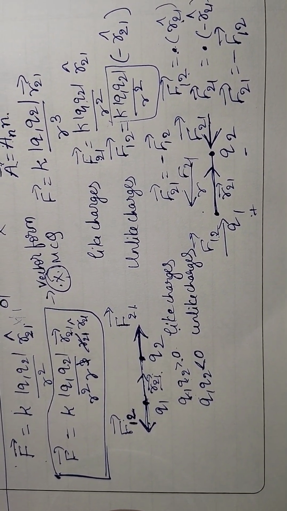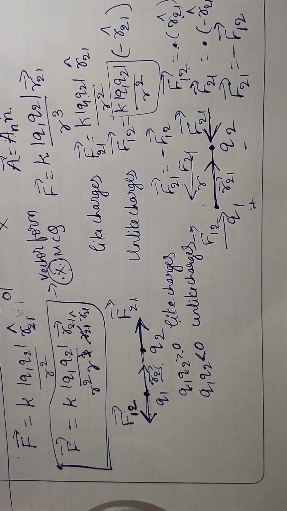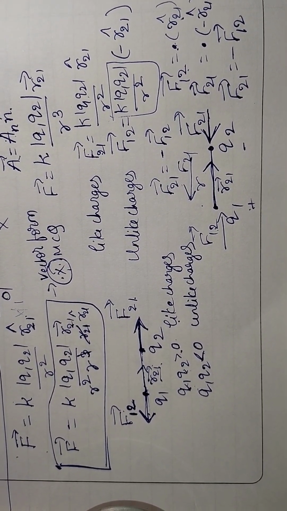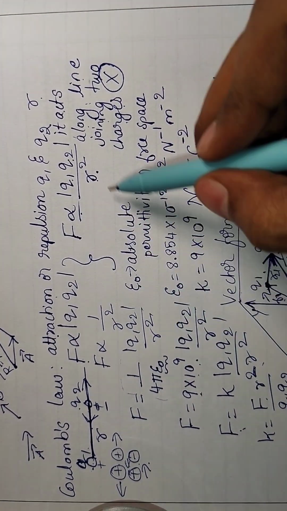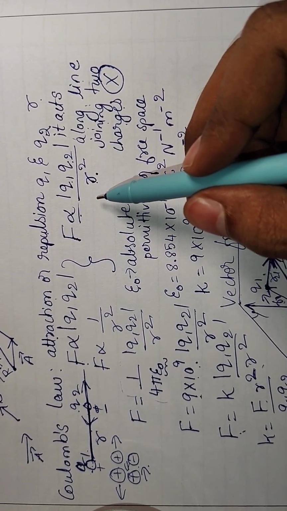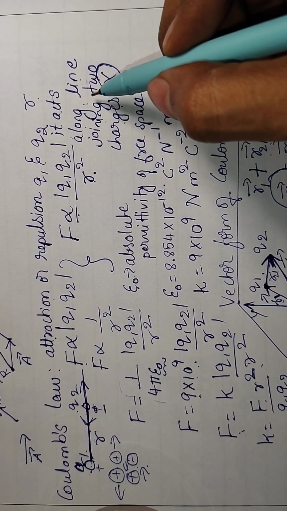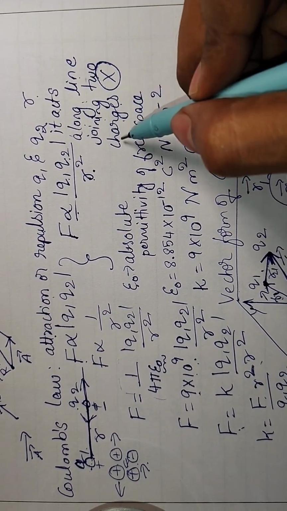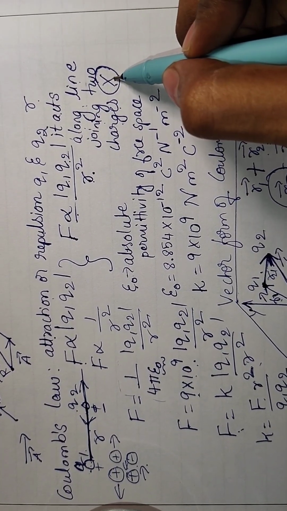Okay, so this is the explanation for Coulomb's law, and this ends the discussion of section 1.6. As I have told you previously in this section, the statement is important. That is an important 2 marks, or sometimes they can also ask for 3 marks question. It acts along the line joining two charges. Do not forget to write this point. It is the most important point.